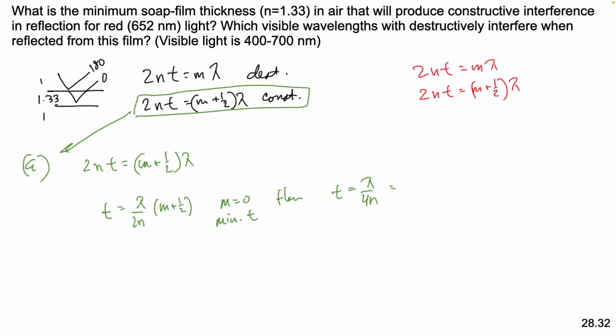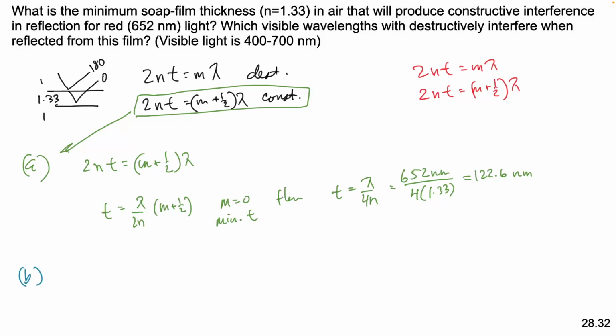So I put in 652 nanometers divided by 4 times 1.33, again the index of the film. And I would get 122.6 nanometers. I'll keep it in nanometers. What's the units of index of refraction? No unit. It doesn't have a unit. So there, I found the minimum thickness this needs to be in order to have constructive interference. Okay, part B.